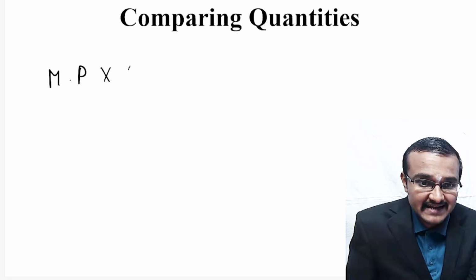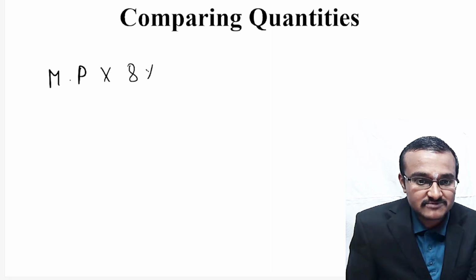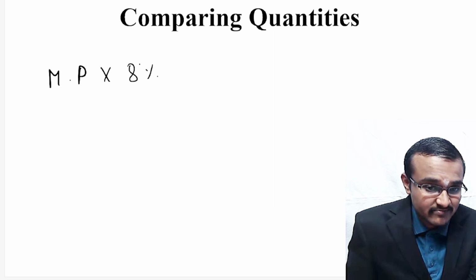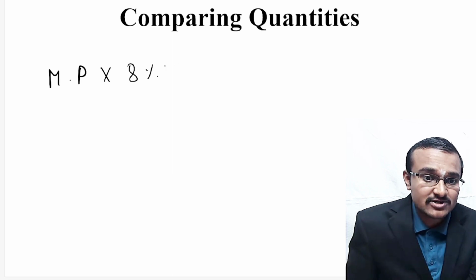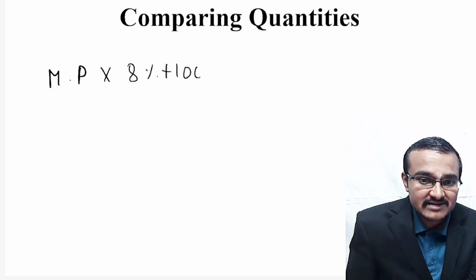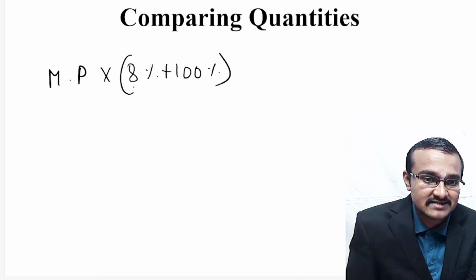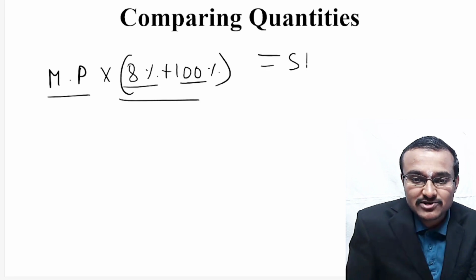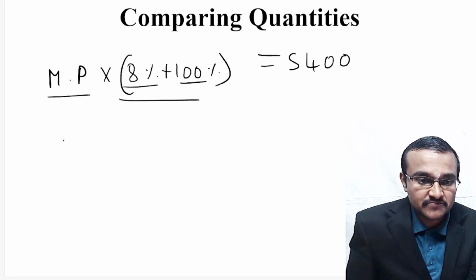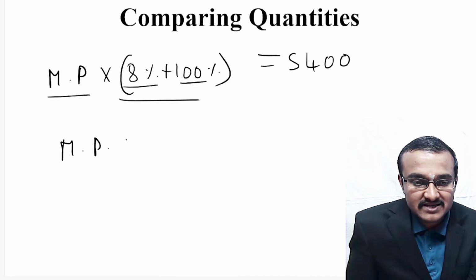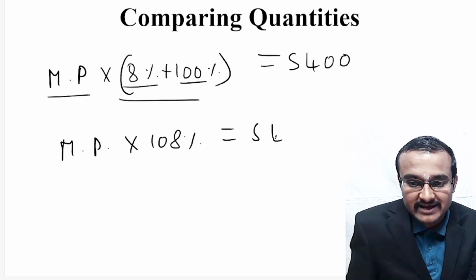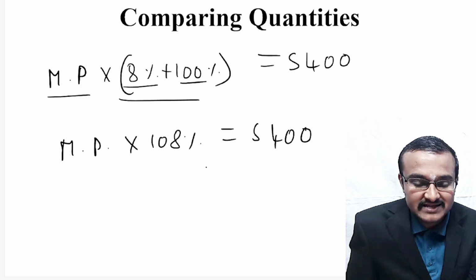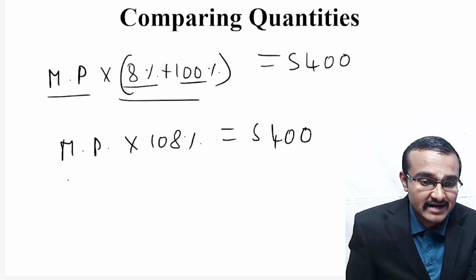So after adding 8% to this market price, the total amount should also include this 8%, because the total price is 100% and 8% tax is added. So when you do that, you got 5400 rupees. So now market price into 108 percentage will be equal to 5400. This 108 percentage you can take to RHS.